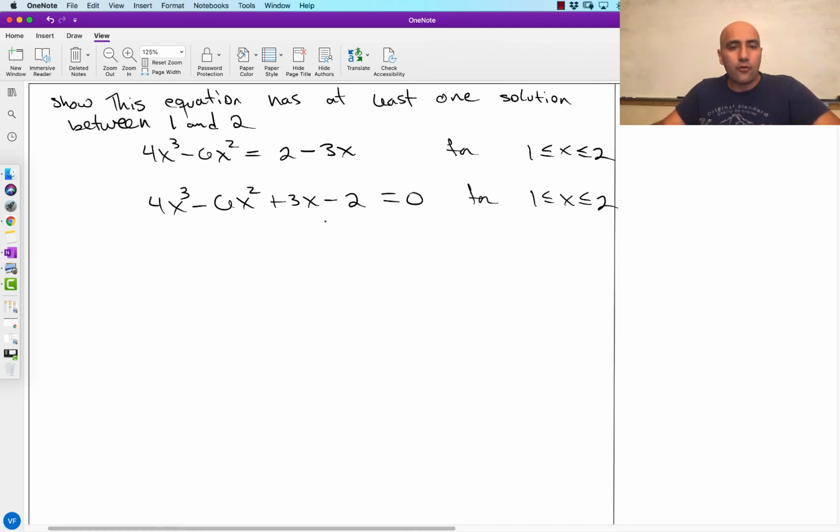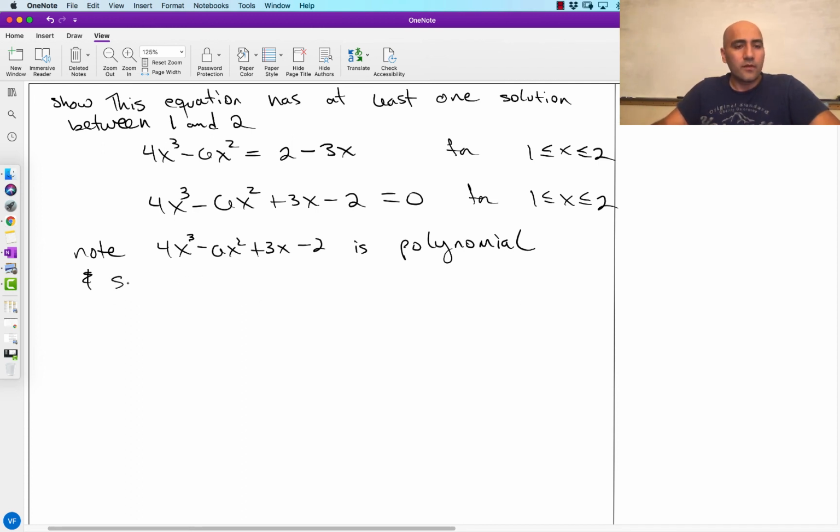Okay, so note that now this is a polynomial. Note, 4x cubed minus 6x squared plus 3x minus 2 is a polynomial. And polynomials are continuous on their domain, which is all real numbers. And so it's continuous from negative infinity to infinity, or in particular, it's going to be continuous between 1 and 2.